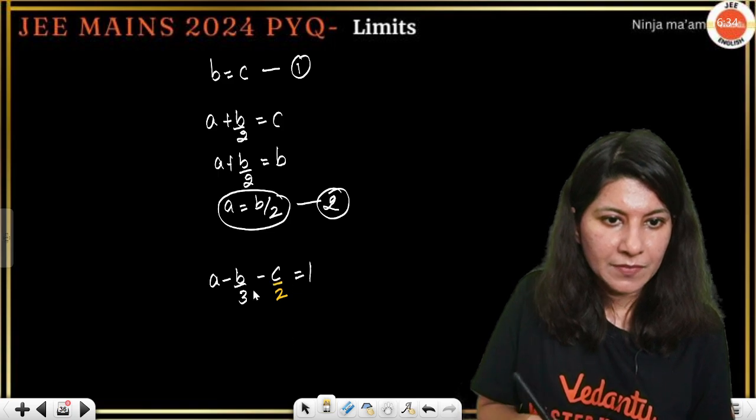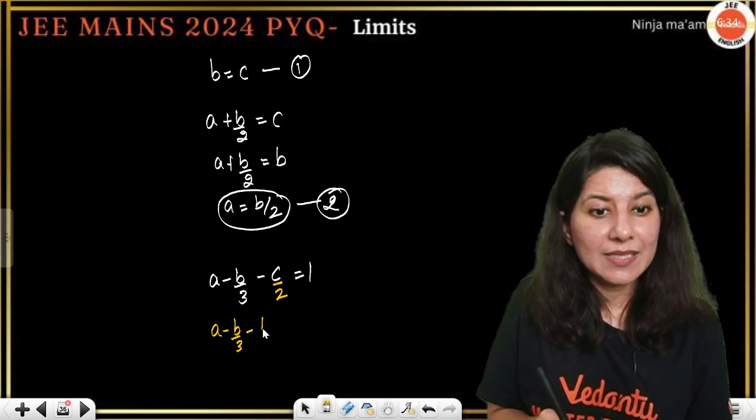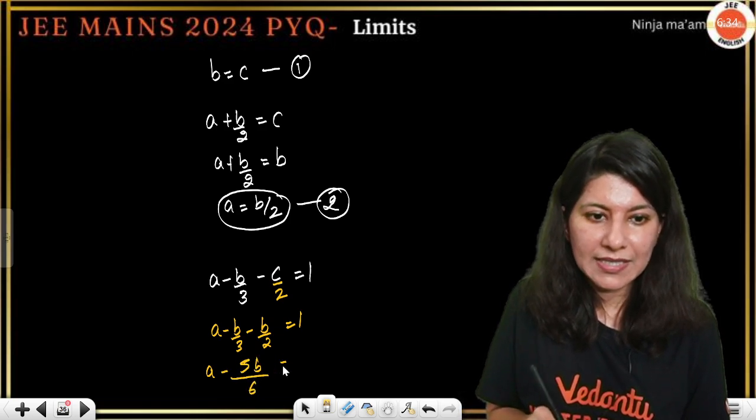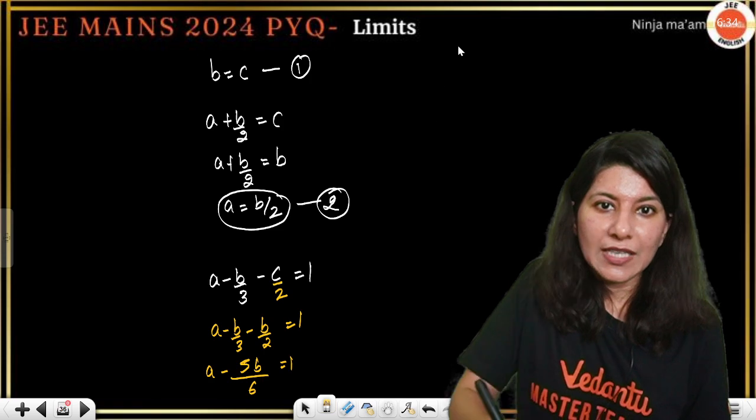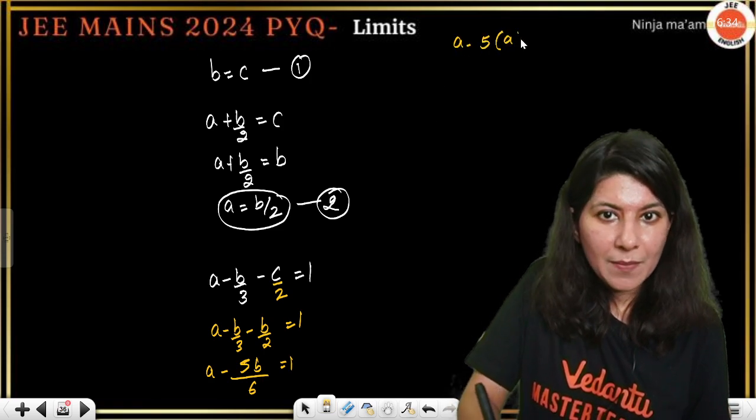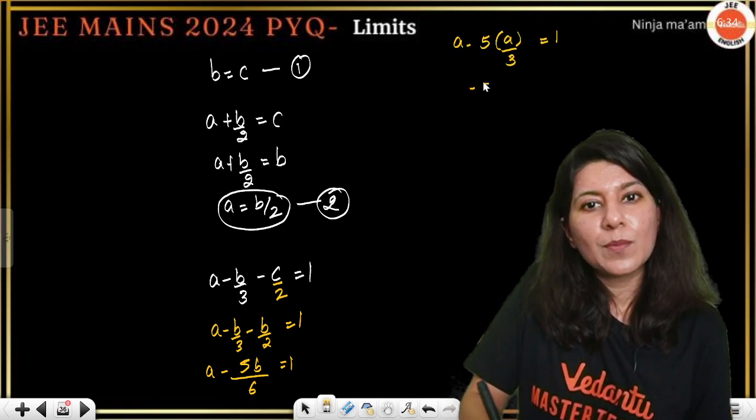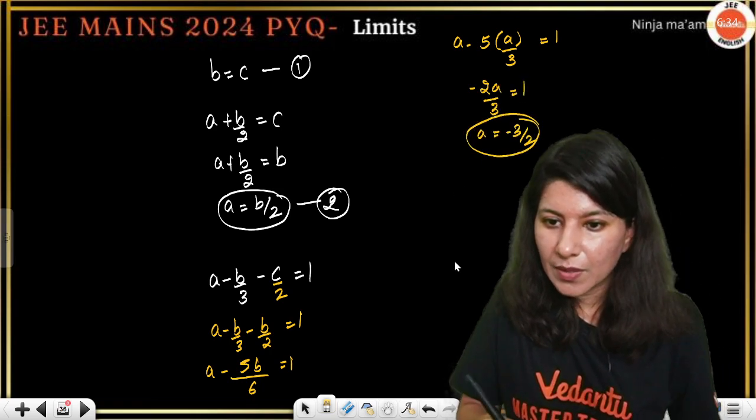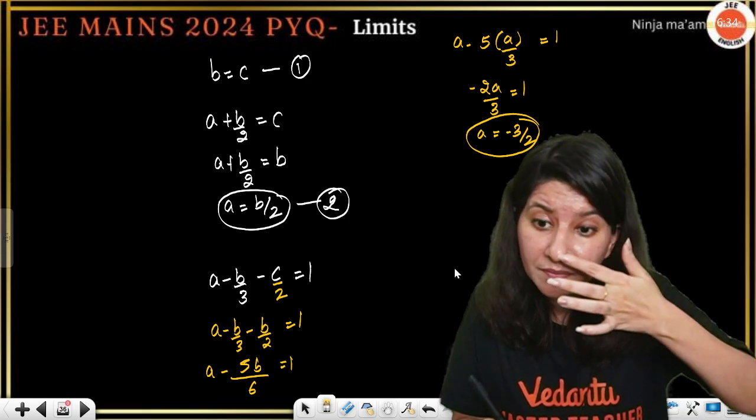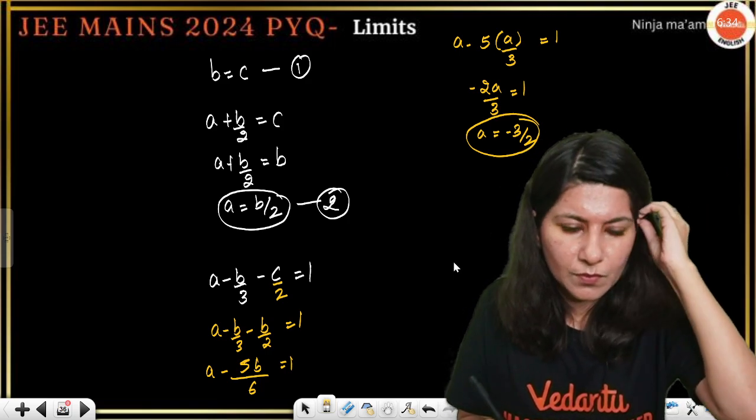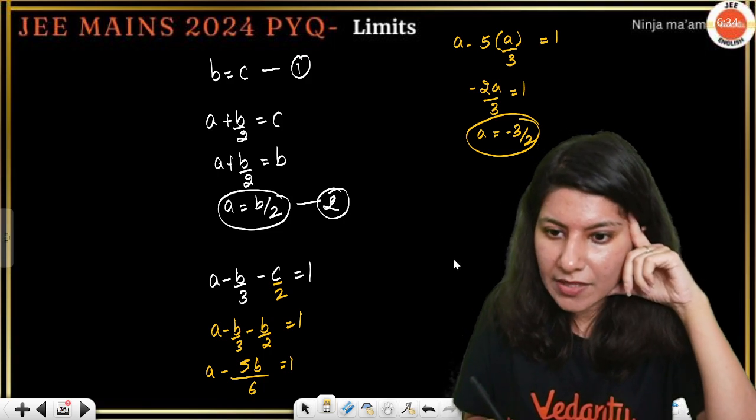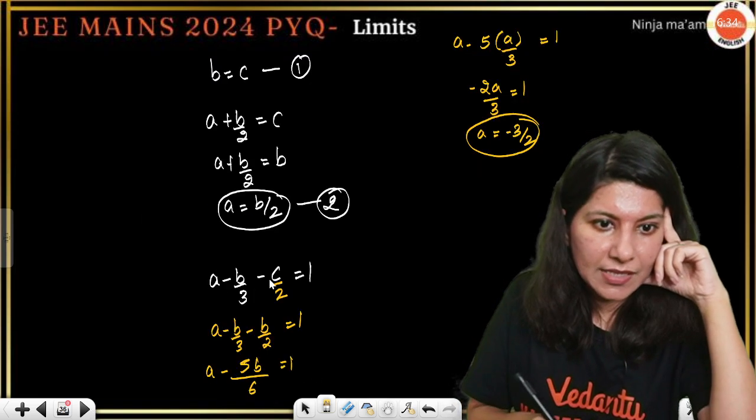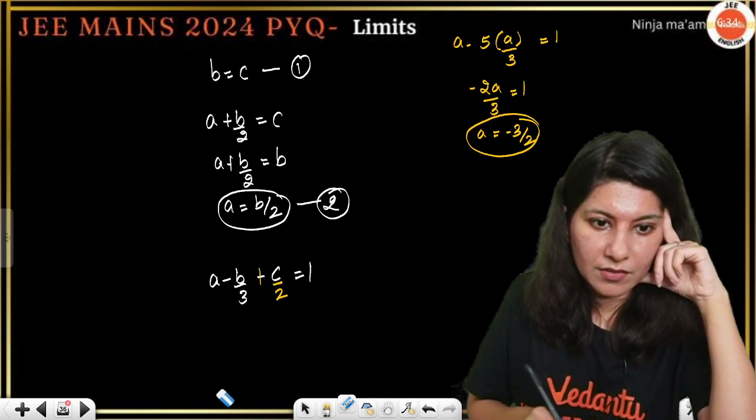So b and c are equal. a minus b by 3 minus b by 2 is equal to 1. a minus 5b by 6 equals 1. Now b is 2a. So again a minus 5 times a by 3 is equal to 1. So minus 2a by 3 equals 1. a is equal to minus 3 by 2. a is, hold on. a minus, let me check, minus b by 3 plus, and it is actually having plus c by 2, right? Plus c by 2. Oops, again.